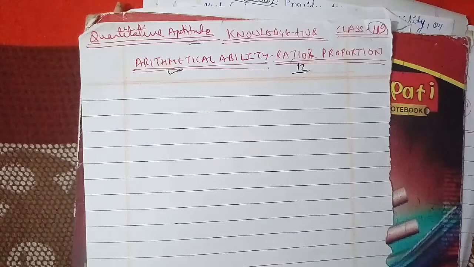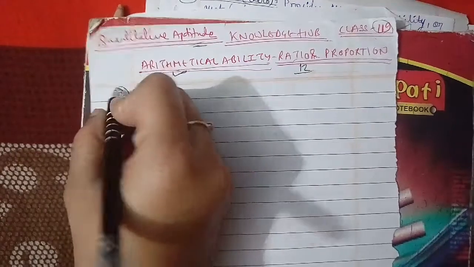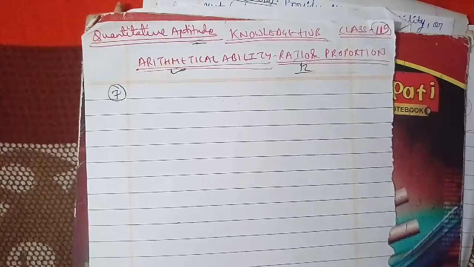Coming towards it, we will start discussing. We had done the 6th question in the last class. We'll start discussing the 7th question of the session. The question is: divide rupees 1162 among A, B, C in the ratio 35, 28, 20. So we go for the same here.